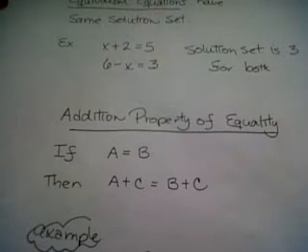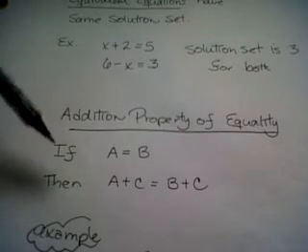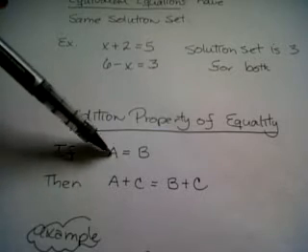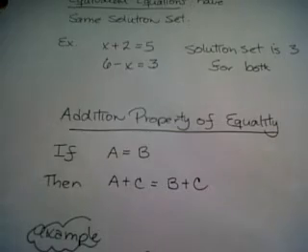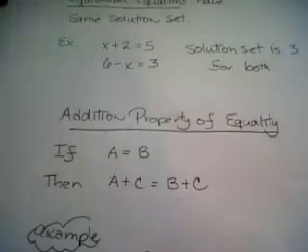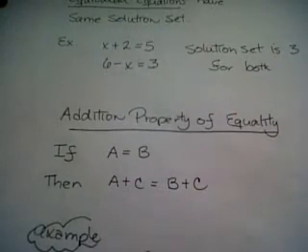Now we are going to learn a property which you will be using a lot in this class, and that is called the addition property of equality. Basically what this property says is that if I have an equation, A equals B, and if I add C to the left side of the equation, I have to add C to the right side of the equation, and that keeps the equation balanced. That means those equations are still equal. So I can add something to one side, but I need to add it to the other side to keep it balanced.